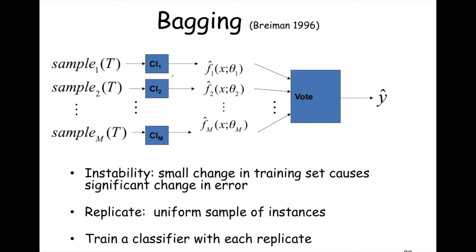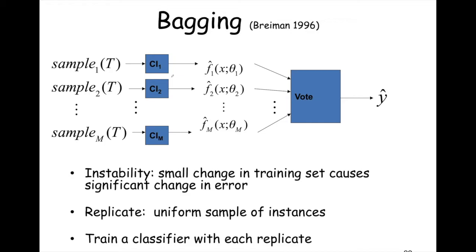So let's look at bagging. Bagging was introduced by Leo Breiman in '96, and it's based on the idea that the underlying classifiers have instability. What that means is that a small change in the training set gives rise to a significant change in the error associated with those classifiers. And so what we do in bagging, uniform at random, we sample from our input training set, we uniformly sample with replacement. And this produces what's called a replicate. Now, of course, when you sample with replacement from one round to the next of sampling, you're going to get different subsets of the original training set.